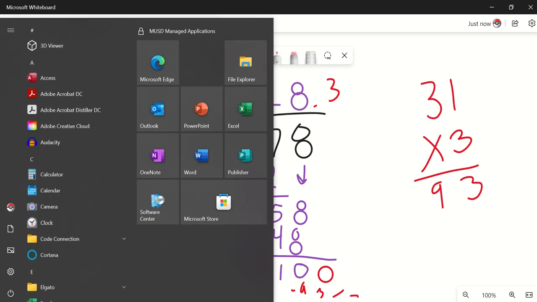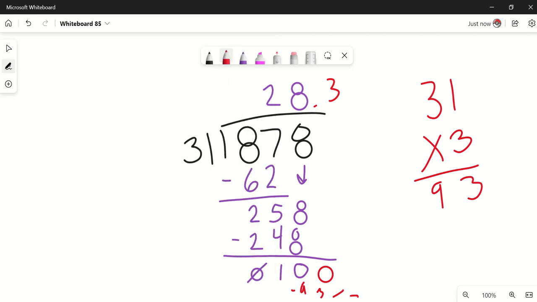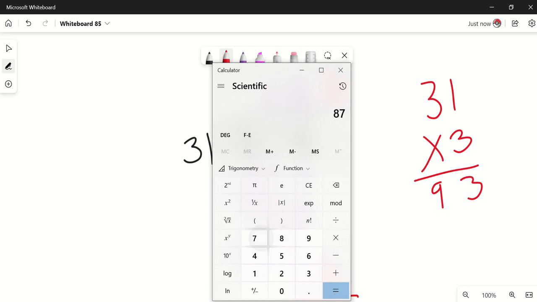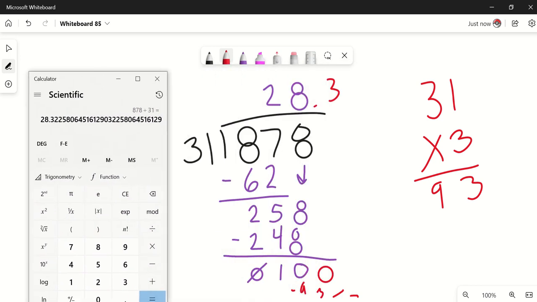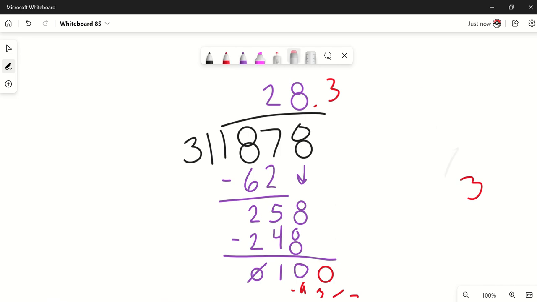Now, I can check with my calculator to see if it ever ends, because eventually some of these may never end. Divided by 31. And yes, this would be a decimal that repeats and repeats forever and ever. I could have done just that. Let me go ahead and do the next step.